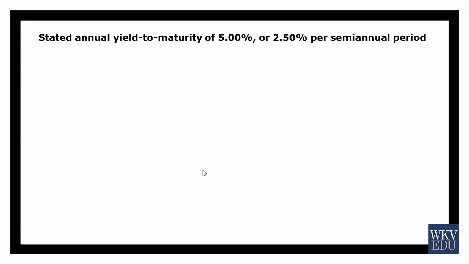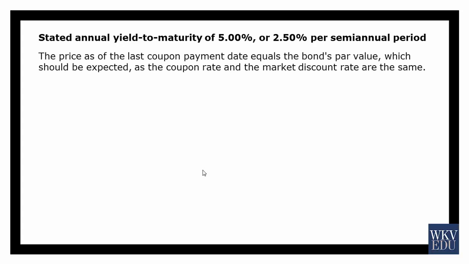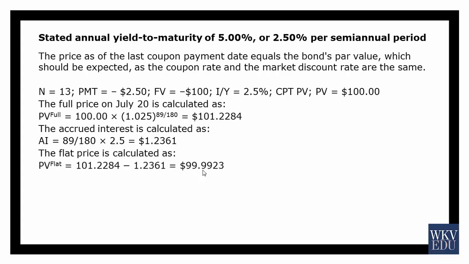The stated annual YTM is 5%, or 2.5% for a semi-annual period, and the calculation of the flat price is as follows. Notice here that the flat price of the bond is lower than the par value, despite the fact that the coupon rate and the YTM are equal. The reason for this is that the accrued interest computation does not consider TVM. Accrued interest is the interest earned by the seller of the bond for the time between the last coupon date and the settlement date. In this case, 1.2361 per 100 of par value.